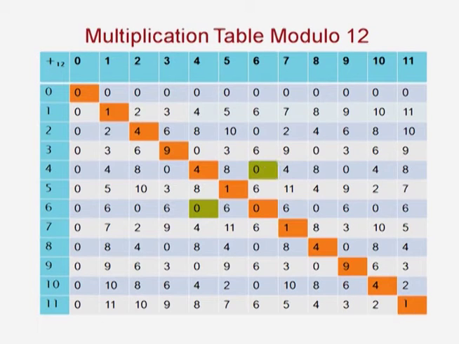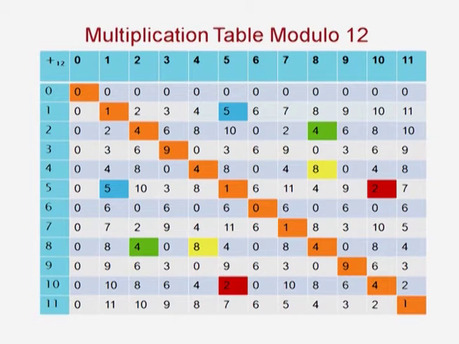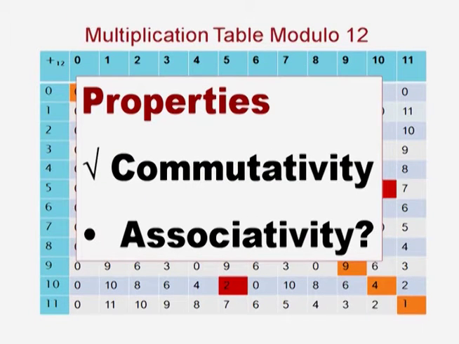Take a look at this. This is 6 times 4. Is it equal to 4 times 6? Yes. They're both 0. And notice the cells, they are symmetric with respect to the diagonal. How about another pair? This is 11 times 2. Is it equal to 2 times 11? Yes. Are they symmetric with respect to the diagonal? Yes. Actually, for all pairs of elements in the set, you will find that they are symmetric with respect to this diagonal. So this table exhibits commutativity.